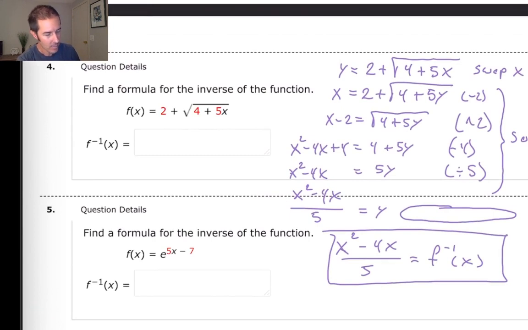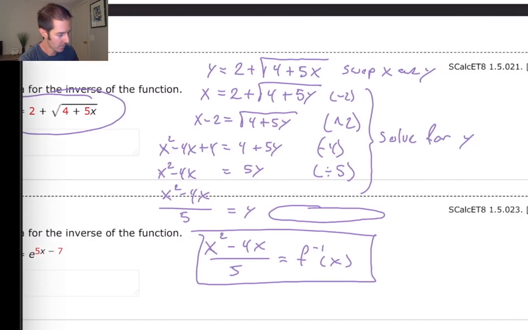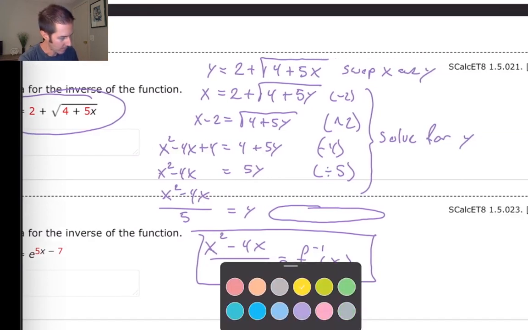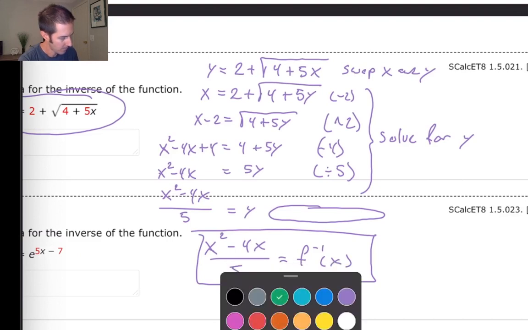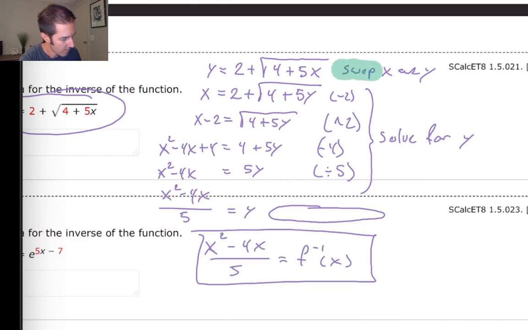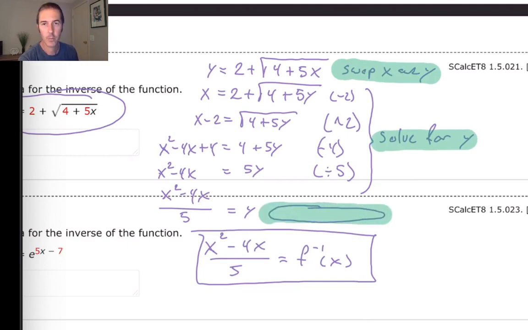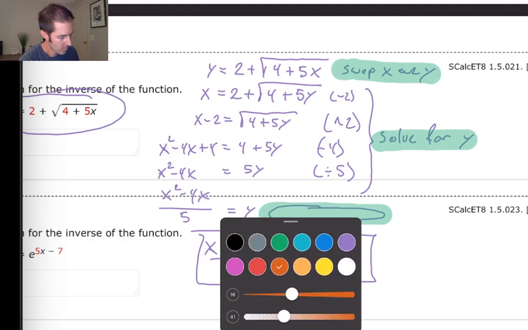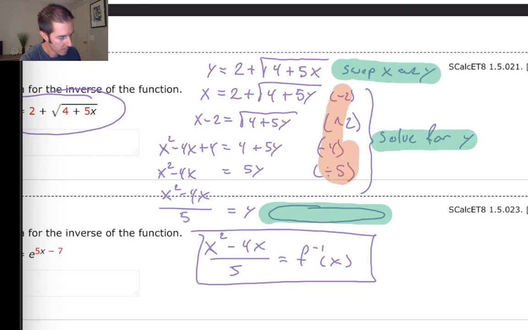It doesn't matter what this original function is, and in fact, in problem number 5, we're being given a different function and asked to find a formula for the inverse function. We're going to take these exact same steps. And when I say these exact same steps, I mean this step, and this step, and this step. Those three things will be the same. However, these steps are going to be different. Let's check it out.